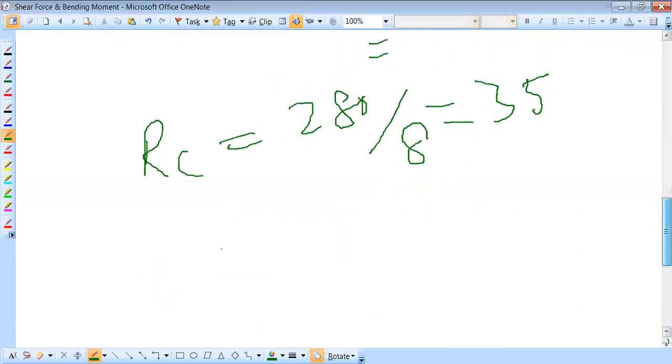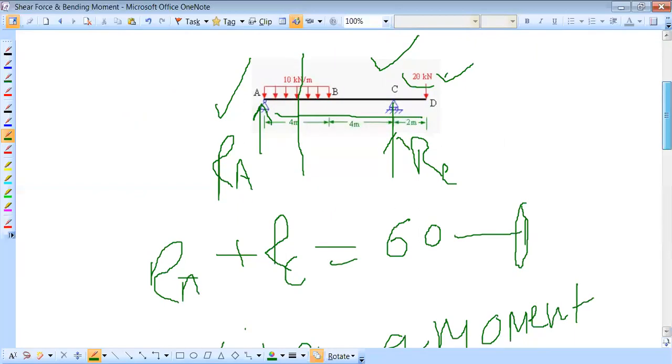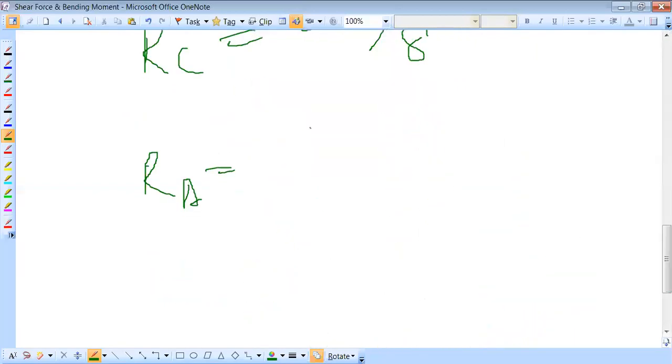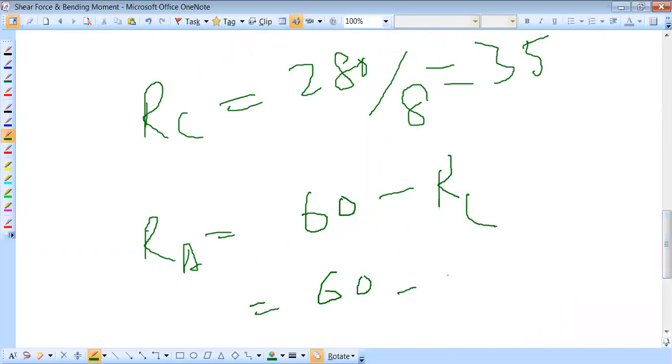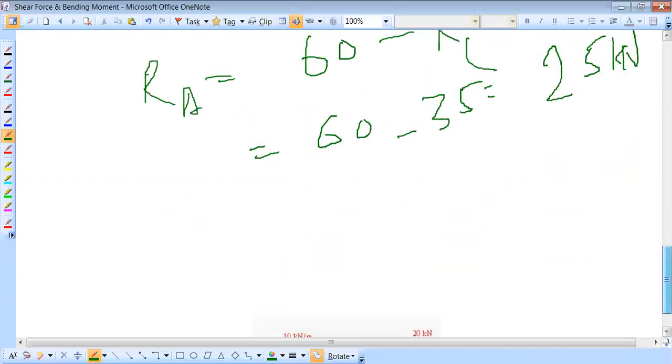Then putting the value of RC in equation number 1, RA plus RC is equal to 60, so RA is equal to 60 minus RC. 60 minus 35 is equal to 25 kilonewton. This one is also in kilonewton. Then find the values of shear force and bending moment.